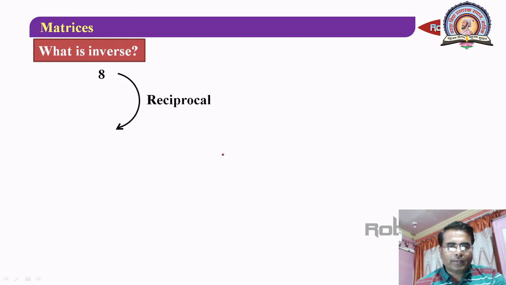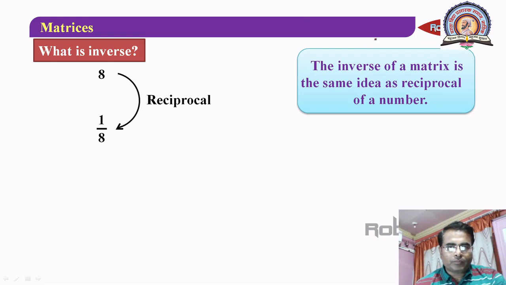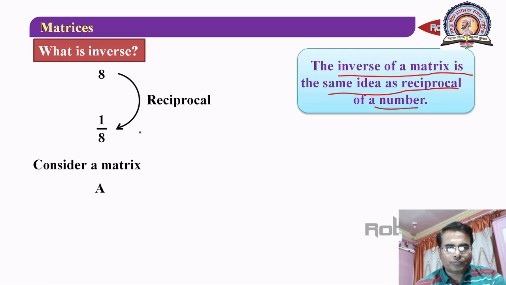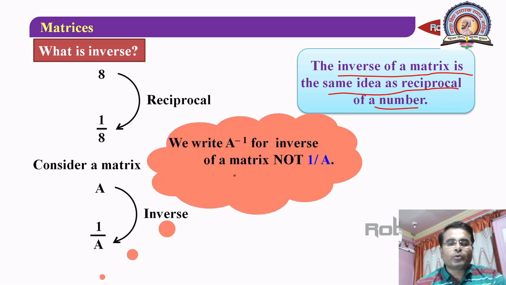Here it is clear that 8 is a number and its reciprocal is 1 by 8. So 8 is taken as a denominator. Similarly, the inverse of a matrix is the same idea as the reciprocal of a number. If you have a given matrix A and consider its reciprocal, it is not called reciprocal, it is called inverse, and it is 1 upon A. So this 1 upon A is called the inverse of a matrix, and instead of writing 1 upon A, we write A inverse.